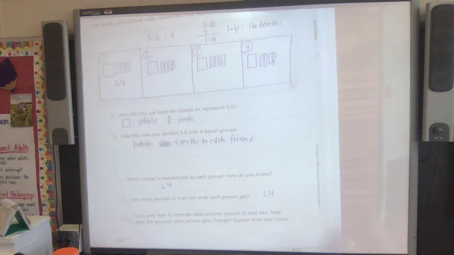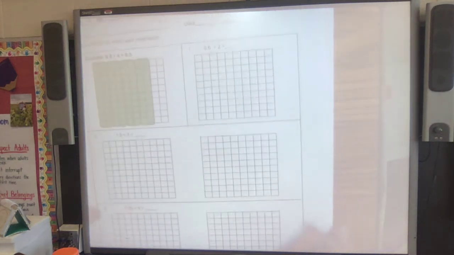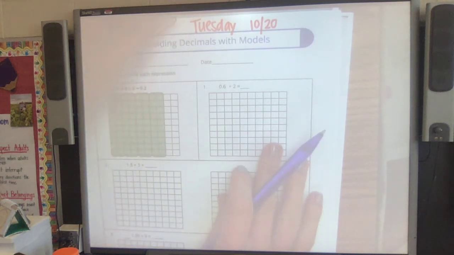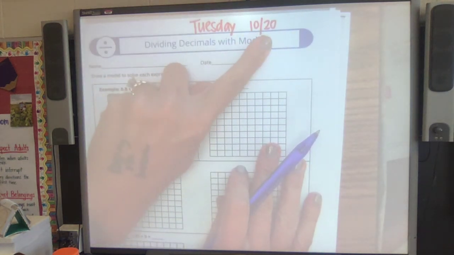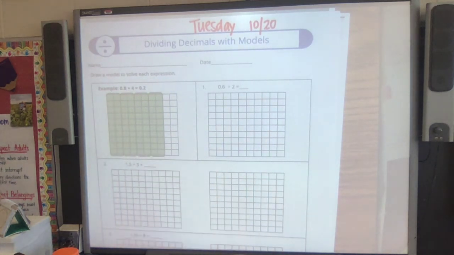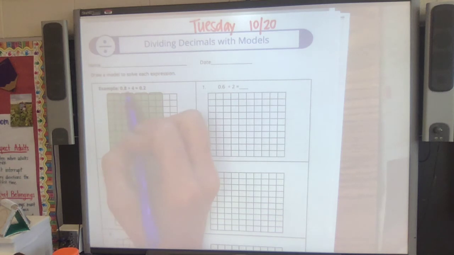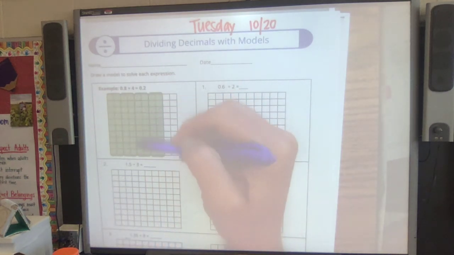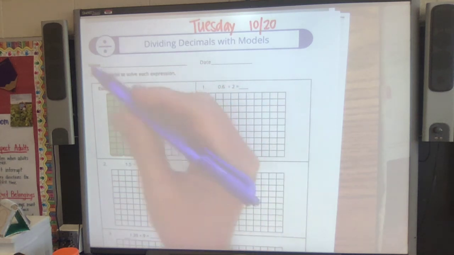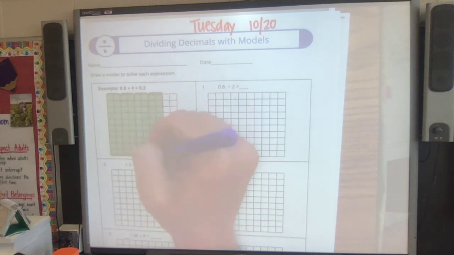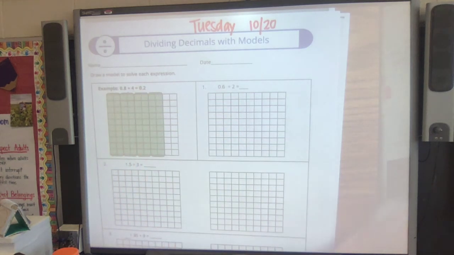Okay? Now, tonight you have this sheet for homework, dividing decimals with models. And it says Tuesday, October 20th on it. So this first example is done for you. It says 8 tenths divided by 4 is 2 tenths. So you can see here we filled in 8 tenths and then we put them into 4 equal groups. I took that 8 and divided it by 4, and everybody got 2/10.